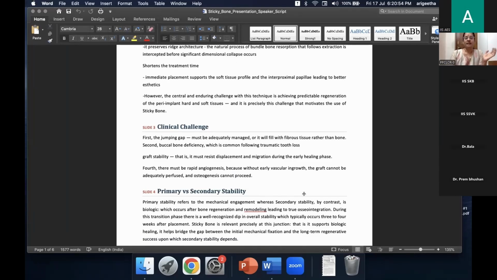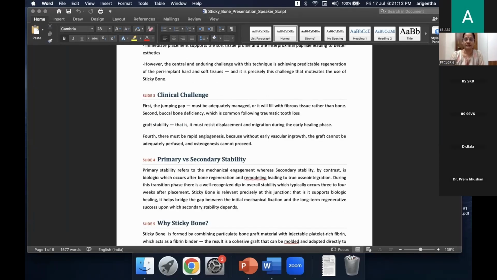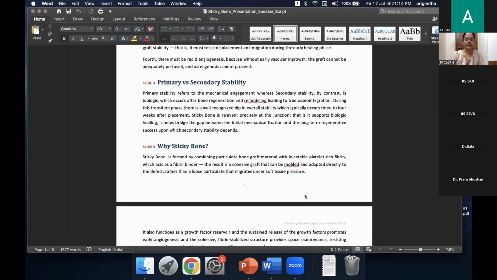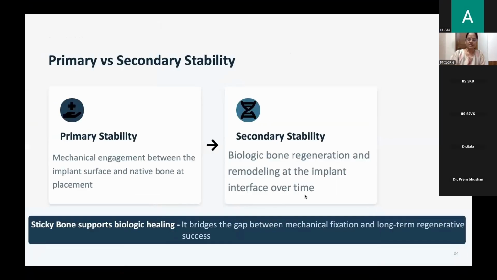During the transition phase, there will be a dip in the stability that usually occurs during the third or fourth week. So sticky bone is particularly relevant to use at this point. That is, it supports biologic healing. It will bridge the gap between the initial mechanical fixation and the long-term regenerative success upon which the secondary stability depends. So next is, why sticky bone?